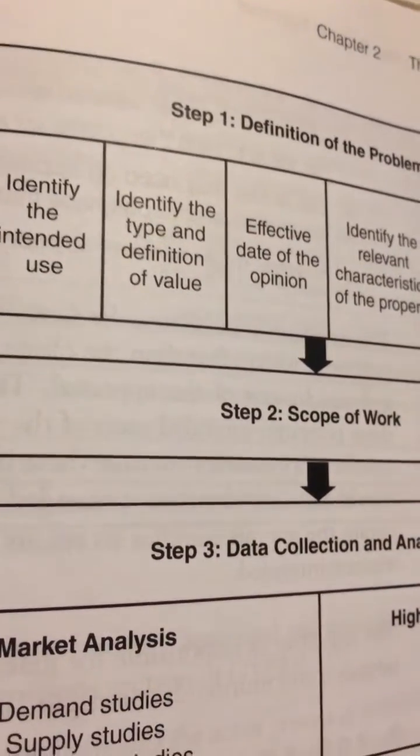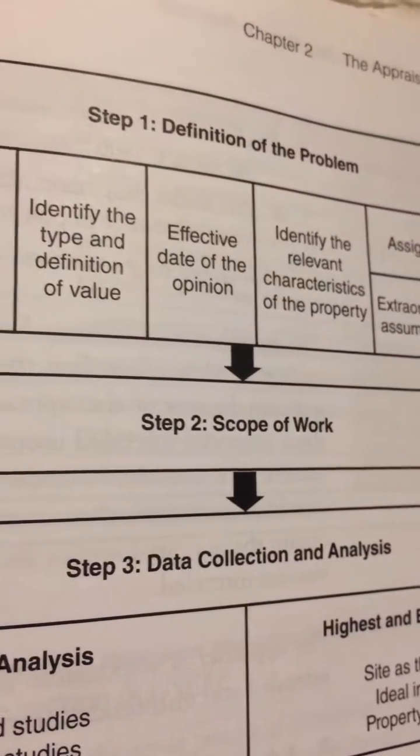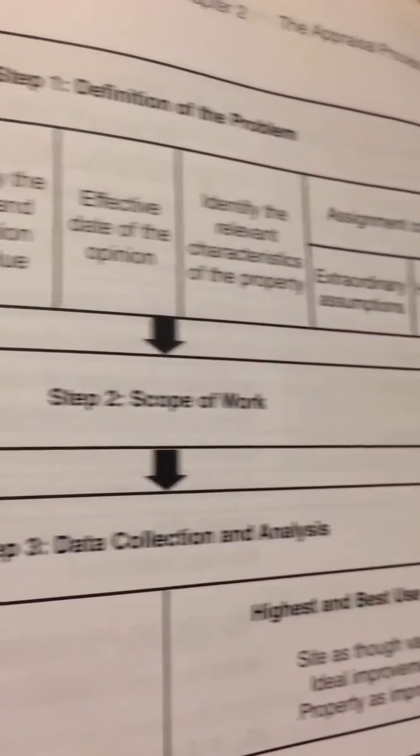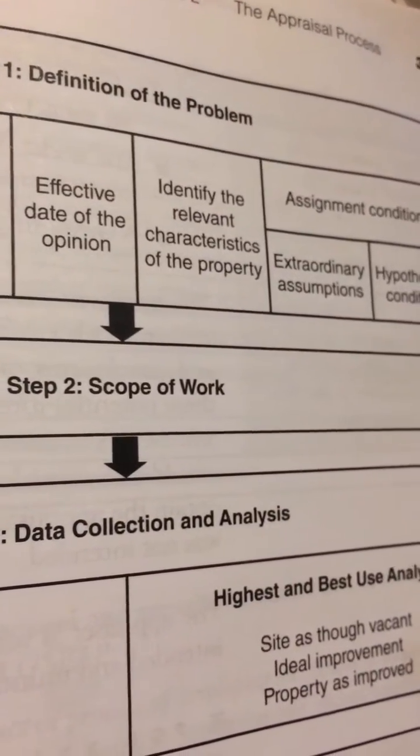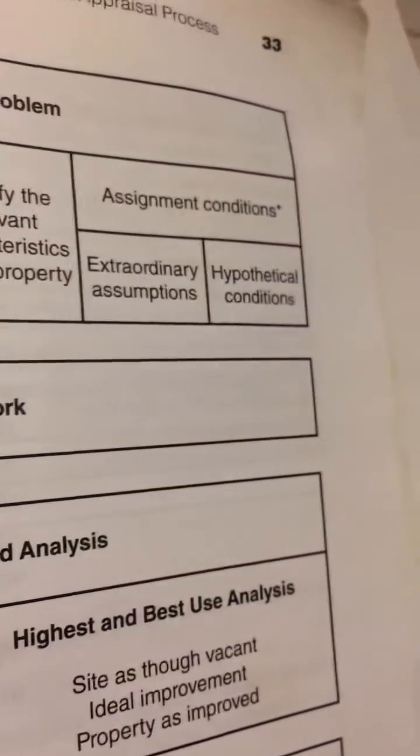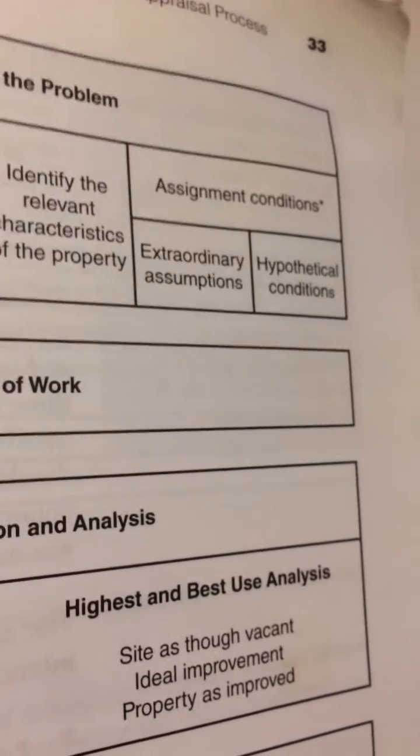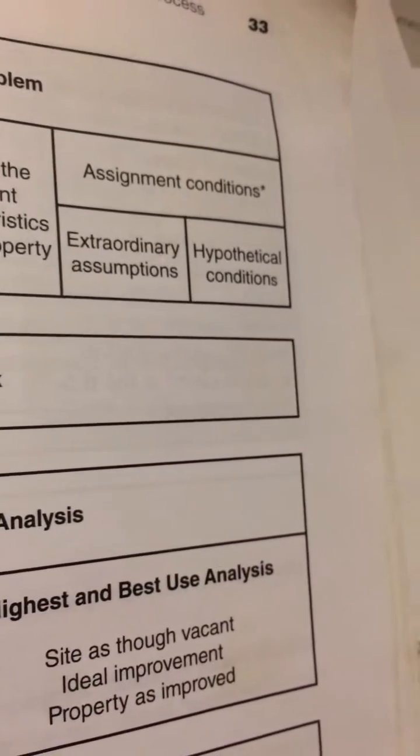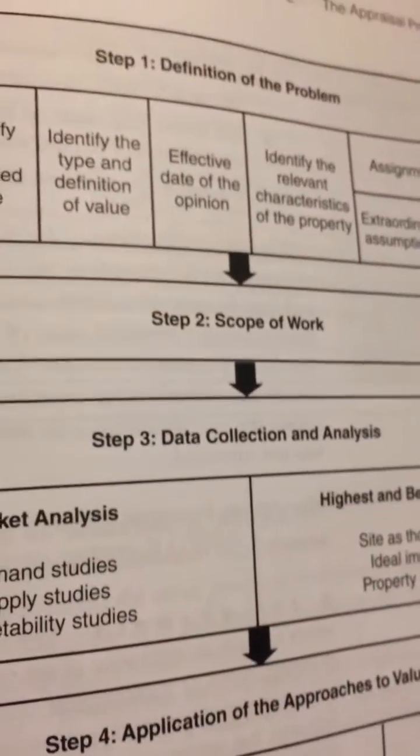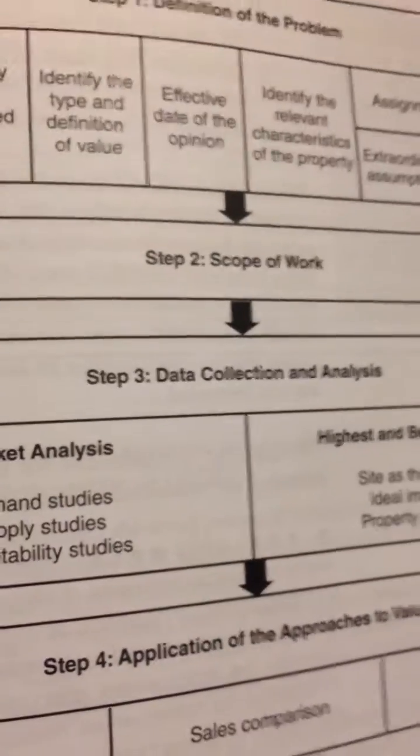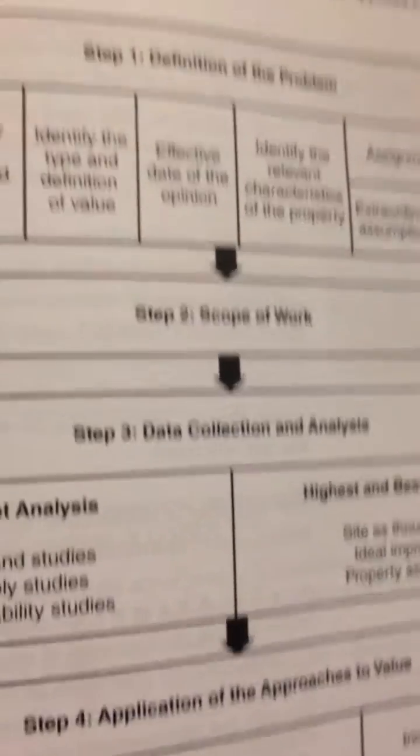Identify the type and definition of value. The effective date of the opinion. Identify the relevant characteristics of the property. Assignment conditions. Extraordinary assumptions and hypothetical conditions. Down from that, you go to step 2, which is the scope of work.